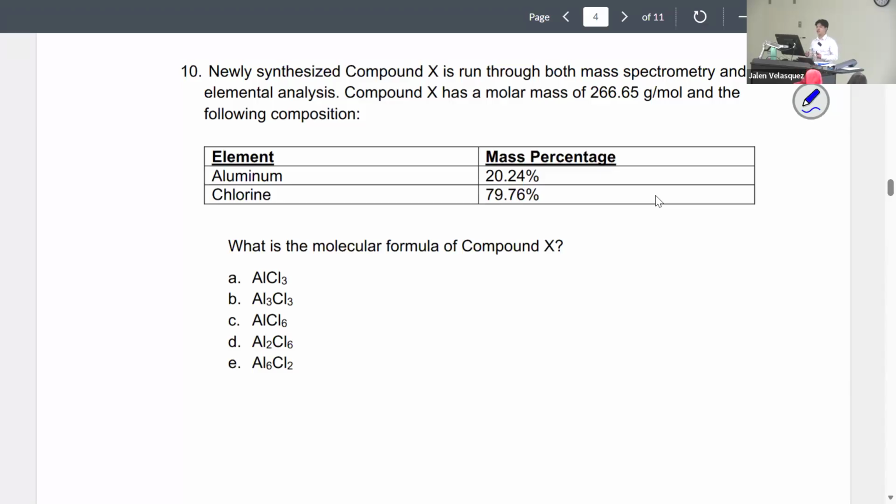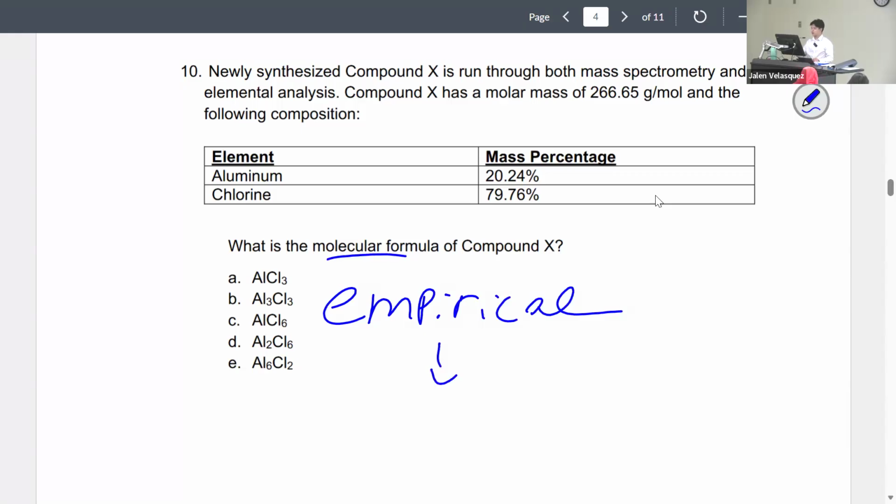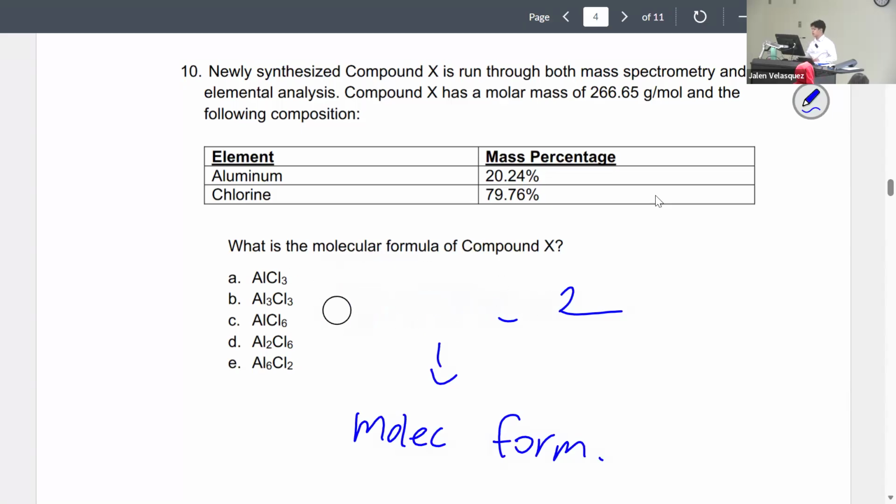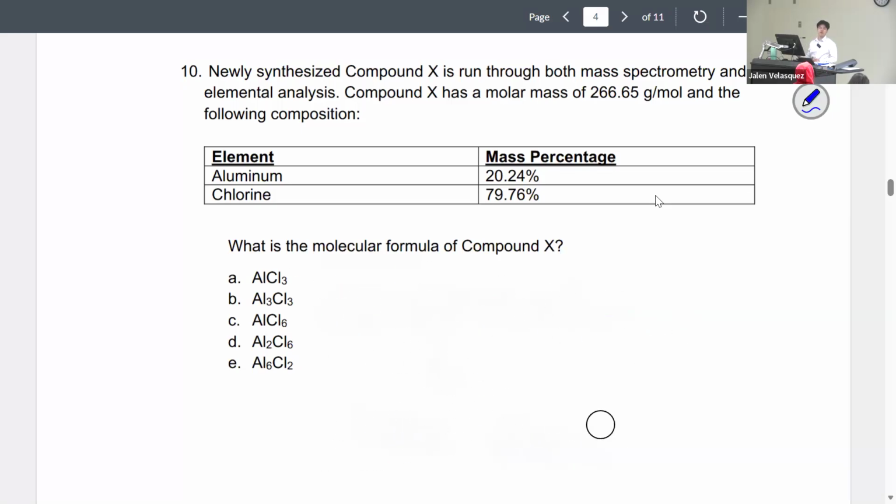Good. So essentially what we're doing here, I think I heard in the back, is you've got to figure out the empirical formula. Empirical, right? Figure out the empirical formula. From there, you can figure out the molecular formula. Okay, so just like we set up here, first you need to figure out the empirical formula, right?